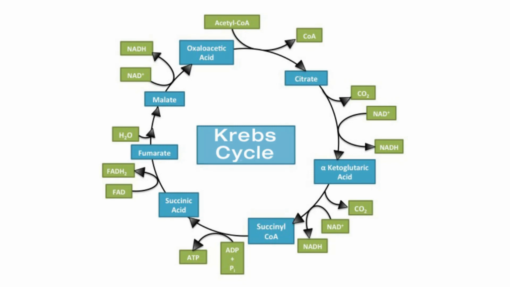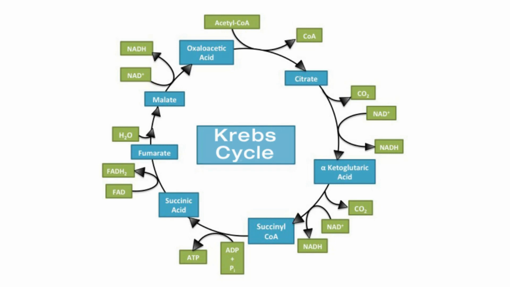Step 4. Oxidative decarboxylation of alpha-ketoglutarate. Alpha-ketoglutarate is then oxidized and decarboxylated to form succinyl-CoA, a 4-carbon molecule. This reaction is catalyzed by the enzyme alpha-ketoglutarate dehydrogenase and also results in the production of NADH.